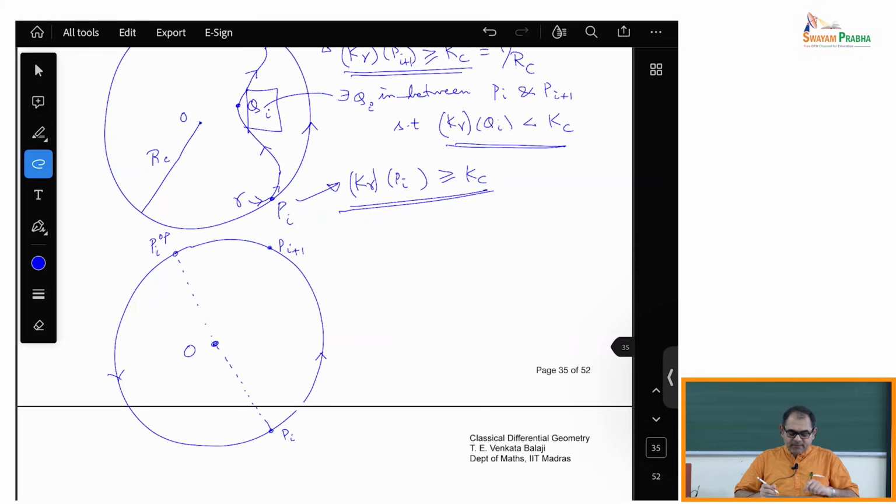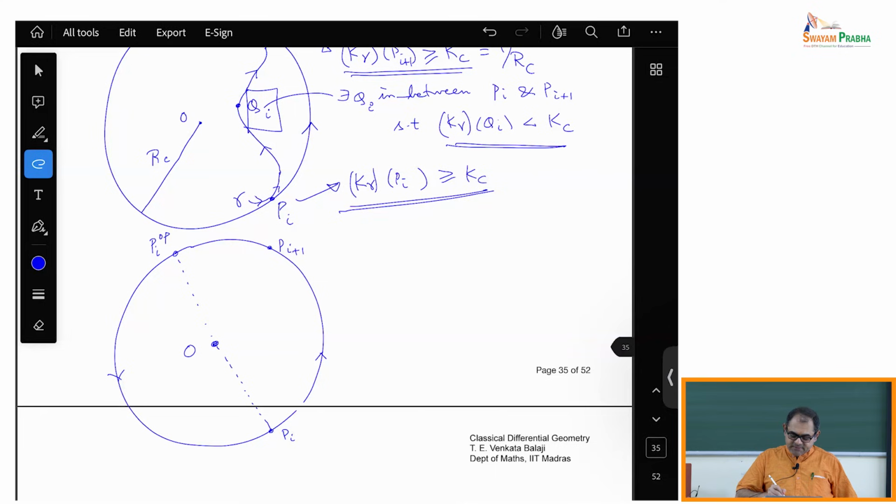Okay, then you see this pi and this pi plus 1 has to be within this closed semicircle. Okay, and in fact this pi plus 1 cannot go to the other side. Because if it did, then all the remaining p's are also contained in between pi and pi plus 1, and then all the intersection points of the curve with gamma will be contained in an open semicircle. That is not allowed. Okay, so you take pi and you take the antipodal point pi opposite.